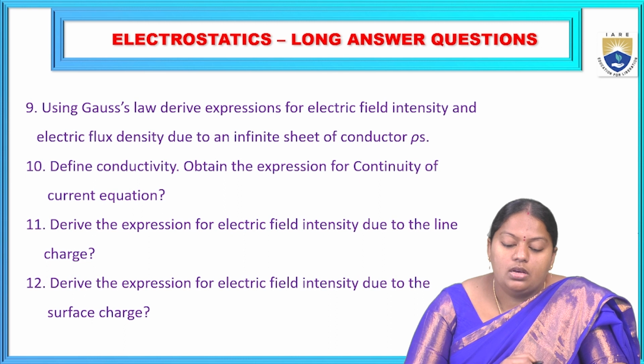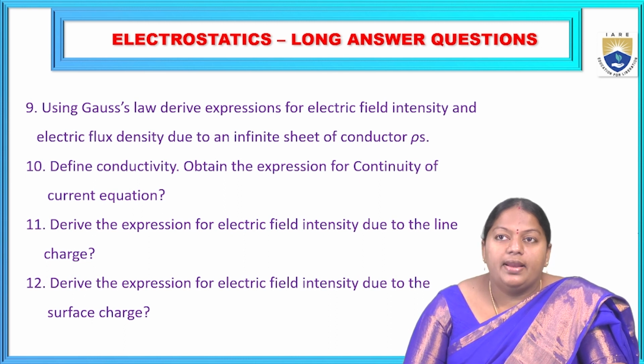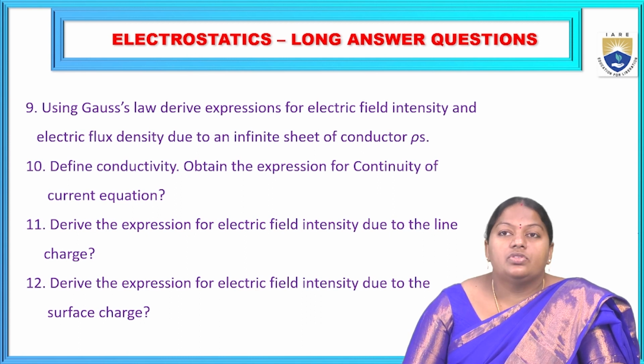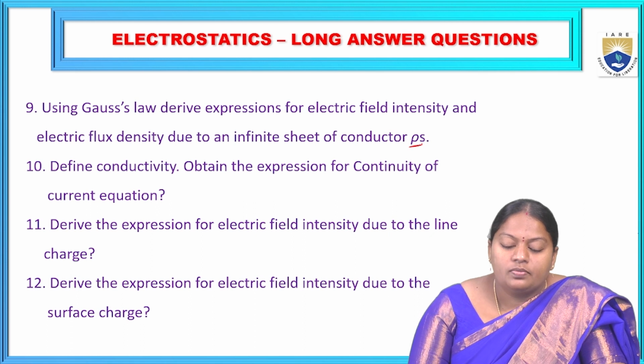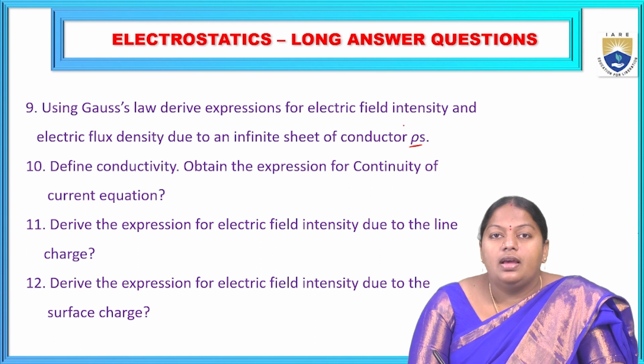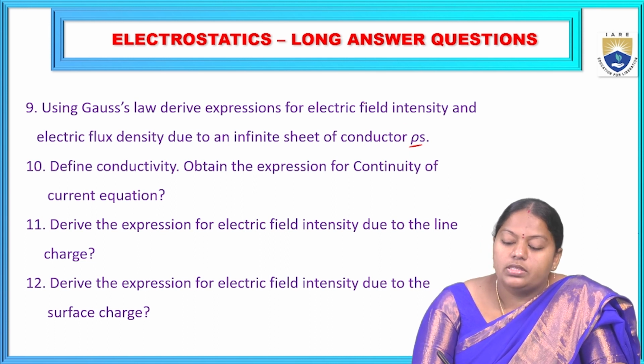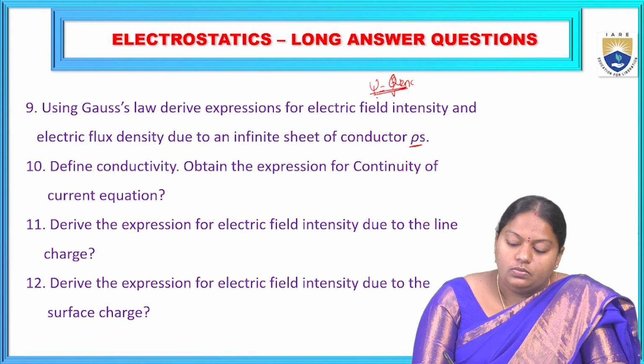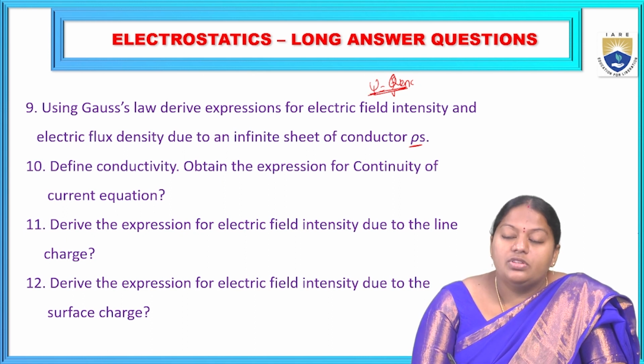Next is, using Gauss law, derive expressions for electric field intensity and electric flux density due to an infinite sheet of charge, that is rho s. To derive the expressions for electric field intensity and electric flux density, we can use Gauss law: the flux passing through any closed surface S is the same as the total charge enclosed by that surface, given by psi equal to Q enclosed. So first we need to derive the equation for psi, and after that Q enclosed.